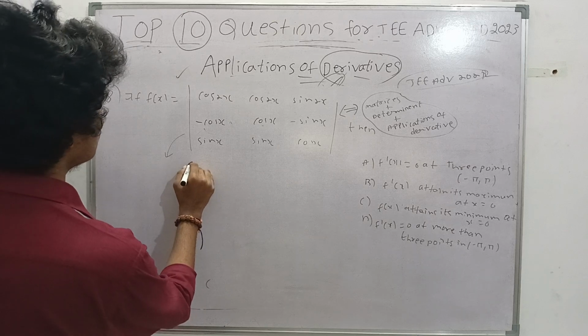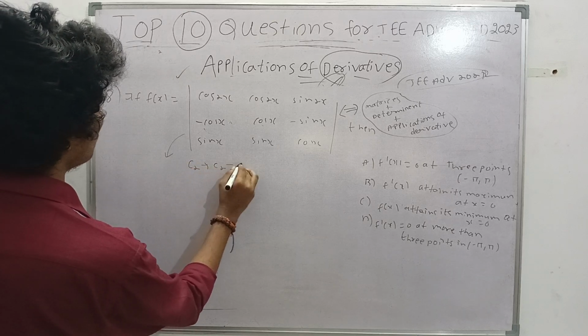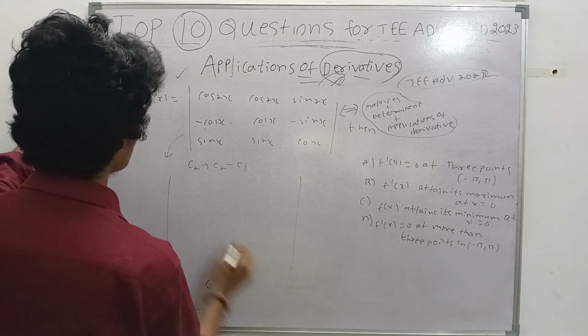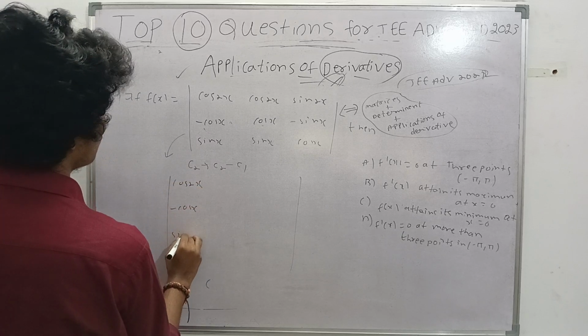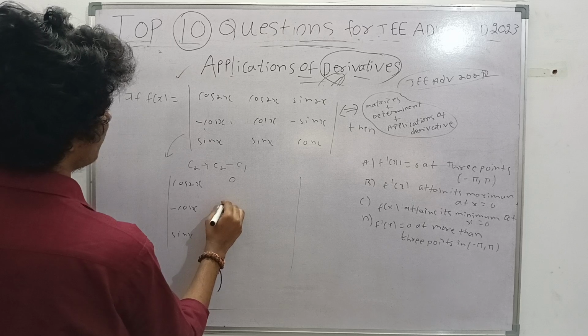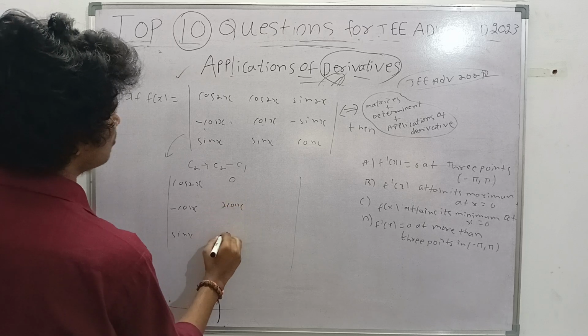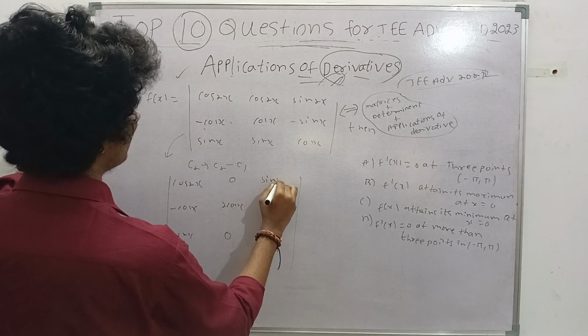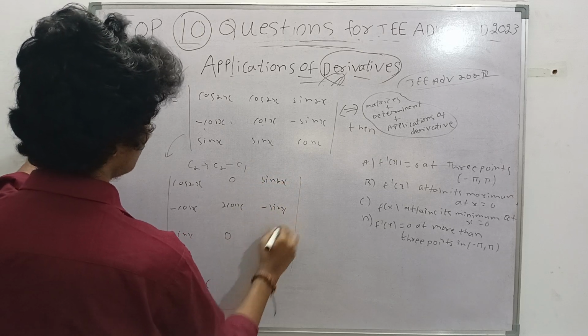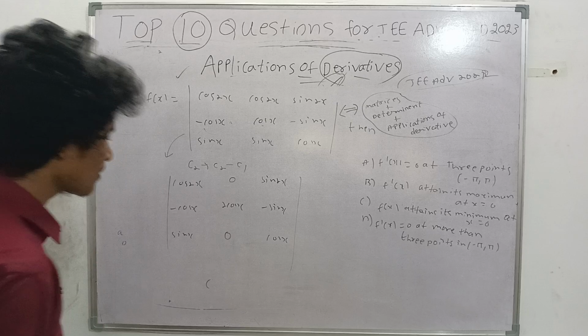You can do one thing, C2 tending to C2 minus C1. What you will get? Cos 2x here, cos x here, sin x here. It will be 0, it will be 2 cos x, it will be 0, it will be sin 2x, it will be sin 2x, it will be minus sin x, it will be cos x.